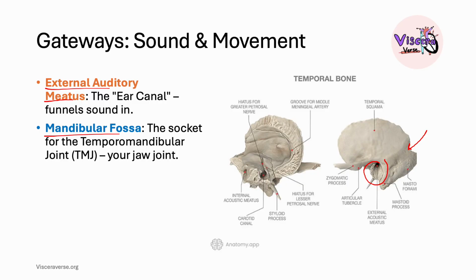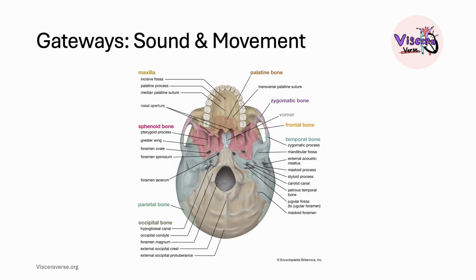The mandibular fossa is the socket of the temporal mandibular joint, and this is important for your jaw movement, and we're going to see where it's located in a minute. Looking inferiorly at the skull, we can appreciate the mandibular fossa. It's found at the base of the zygomatic arch, right posterior to that, you can find it. And again, it's important for the temporal mandibular joint, which is crucial for the movement of your jaw.